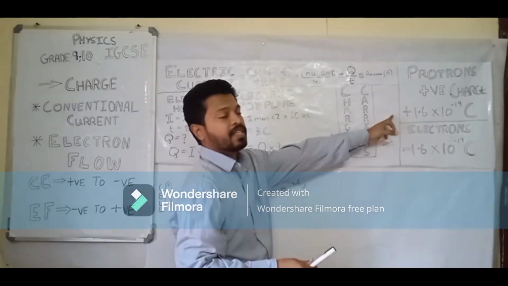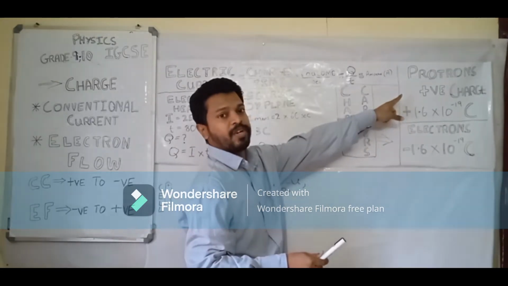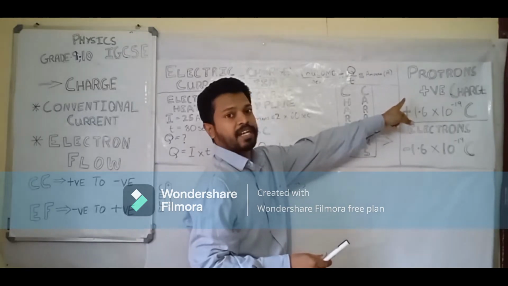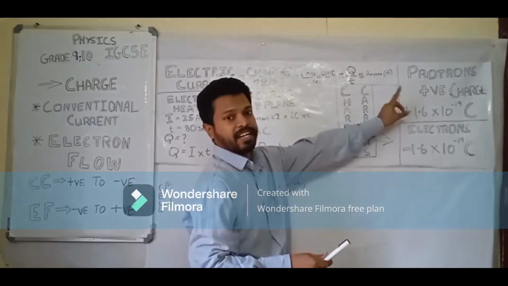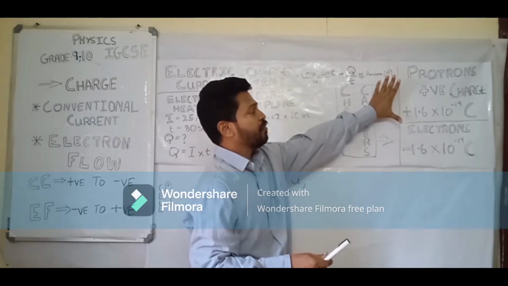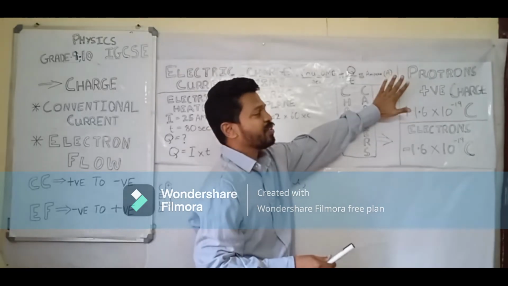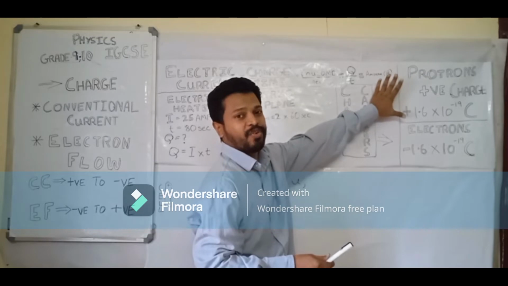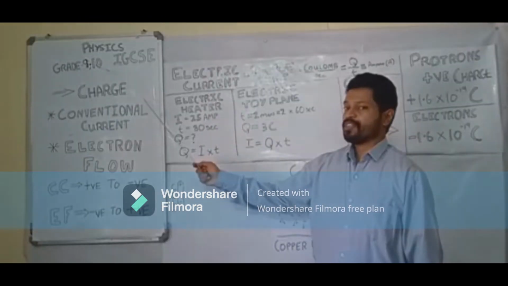One has a positive sign. Protons are stationary in the nucleus, so they don't affect the current as far as electric current is concerned. So we will not be going into them much. We will be discussing electrons, because protons are stationary inside the nucleus and it is the electrons that flow.